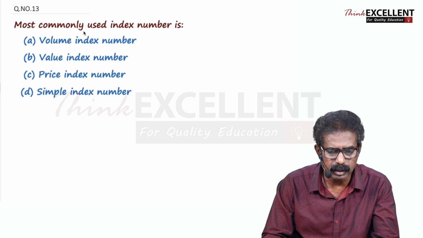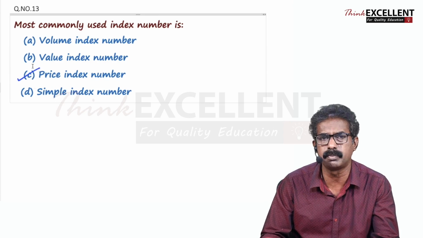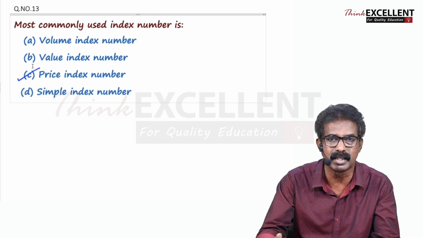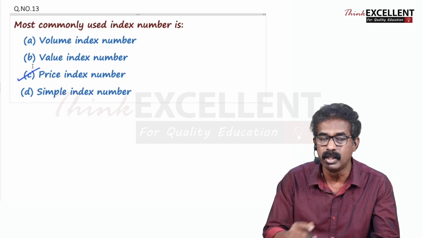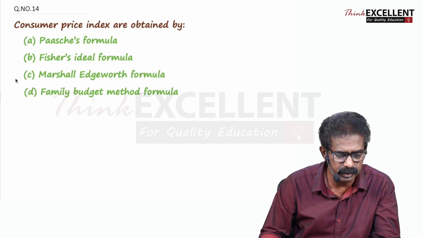So take D as your answer. Next, the most commonly used index number: volume index number, value index number, price index number, simple index number. Price index numbers include Laspeyres' price index number, Paasche's price index number, Fisher's price index number. All these are price index numbers only, so these are commonly used index numbers. Now question number 14.